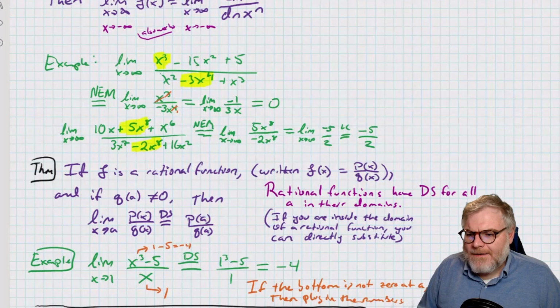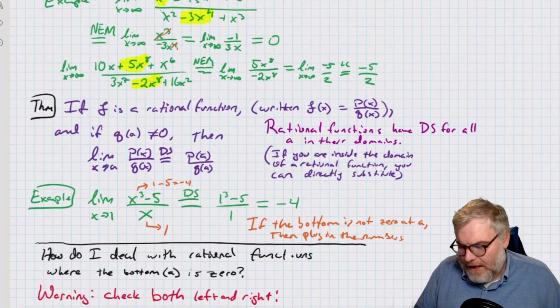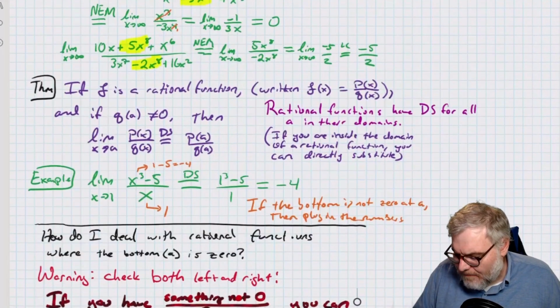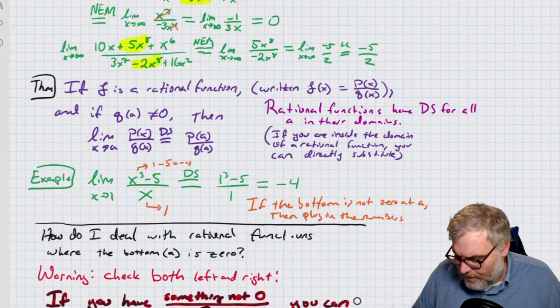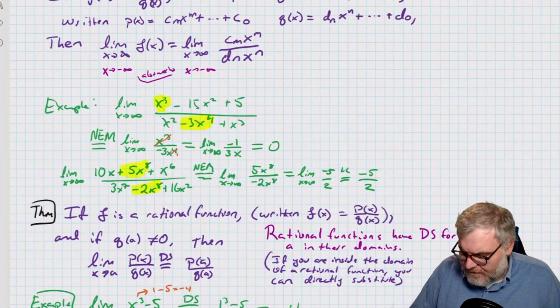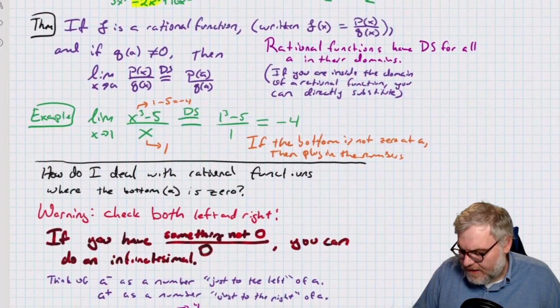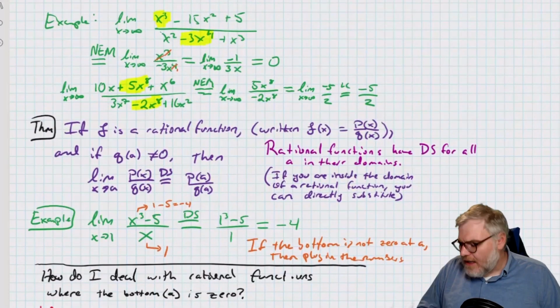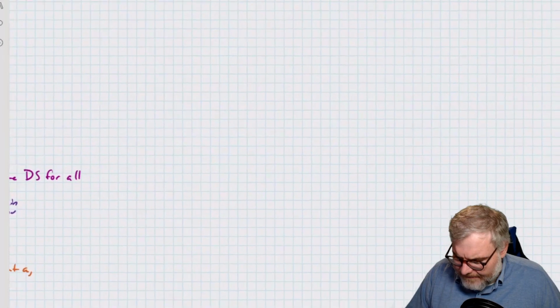Now here I'm talking about the bottom being 0 at a point. Here I was talking about the bottom being 0 everywhere. Okay? That's what I mean by the 0 function versus 0 at a point. So there should be a little thing. Let's just prove this little fact, okay?